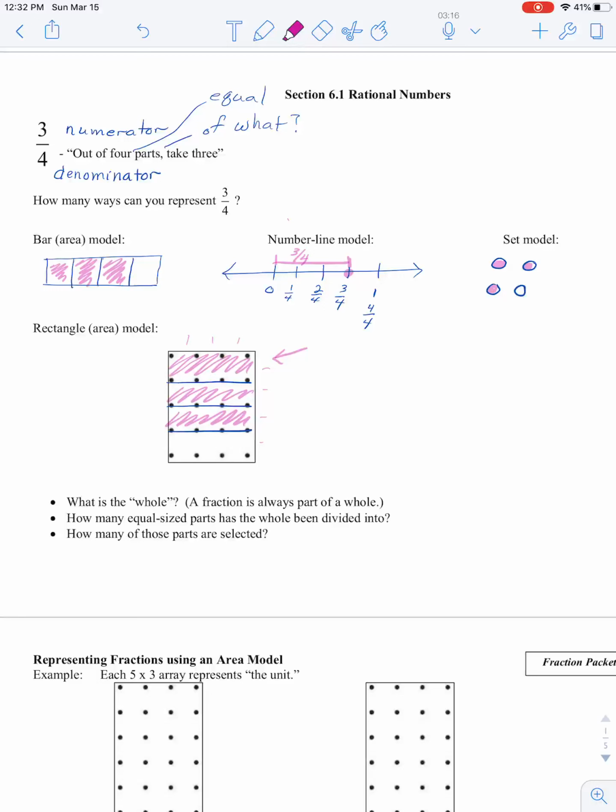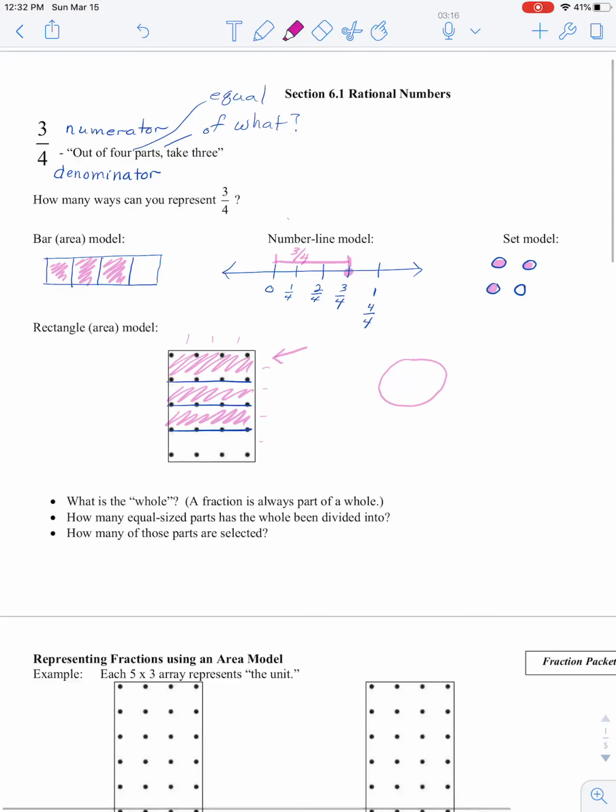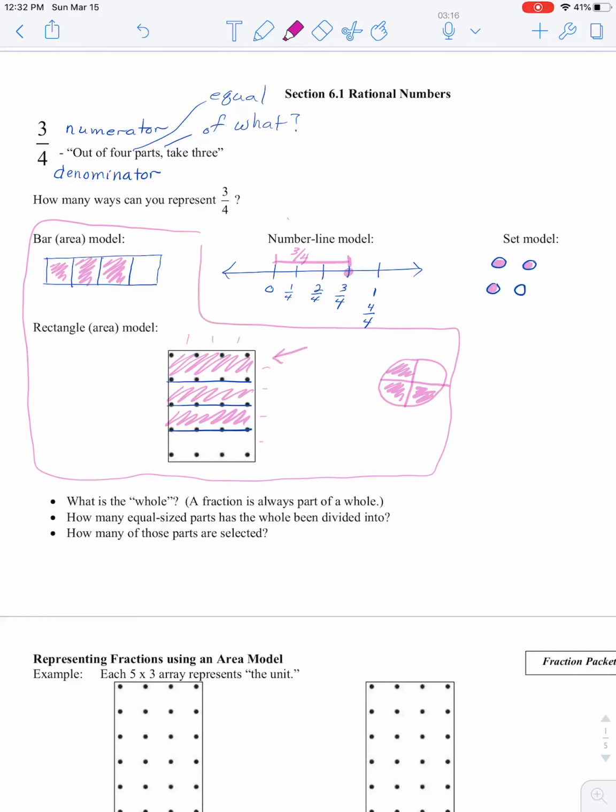Now there are other area models, and one you may think of right off the bat is a circle. Here the circle is the 1, and I divide that into fourths and then shade 3 of them. It's another way of showing 3/4. So these are very common area models. And then we have a number line model and a set model. And they can be drawn differently. This is an example of how I've drawn that.